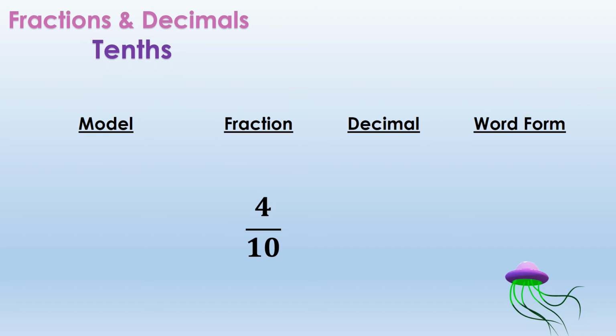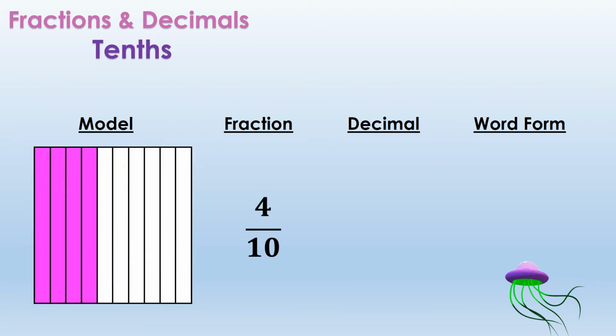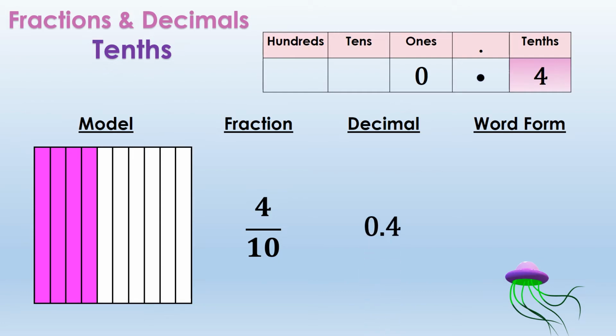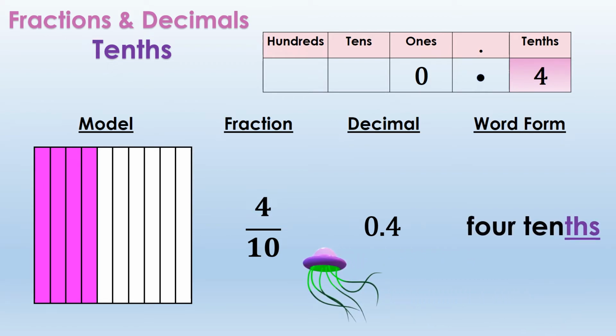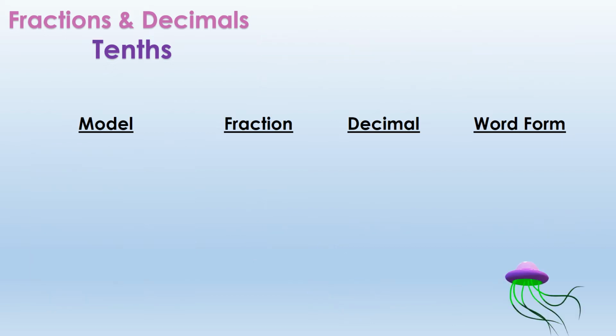Okay, with 4/10, I'd have 4 shaded out of a total of 10 pieces. I'd write my decimal as 0.4. And if I wrote it out, it'd be four tenths. Okay, now it's your turn. We are going to try with 5/10.